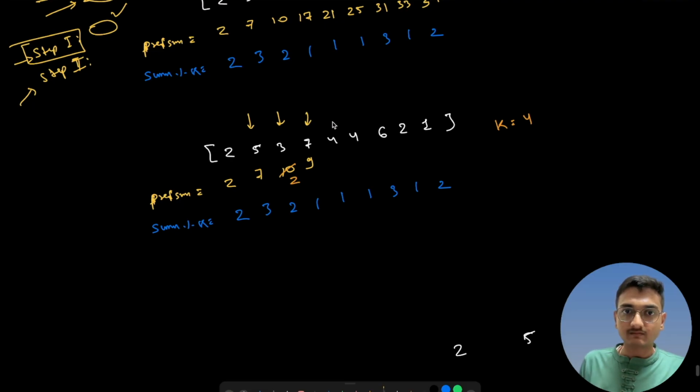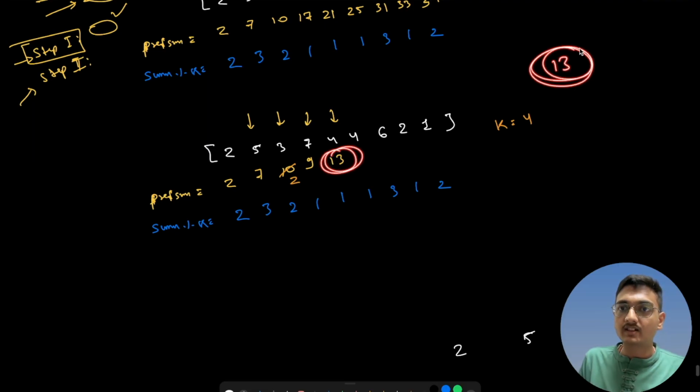Now I will go here. 9 plus 4 is 13. Let me write 13. Now, did I see 1 here? I got a 1 here. Yes, I saw 1 here. And what is my current sum? My current prefix sum is 13.